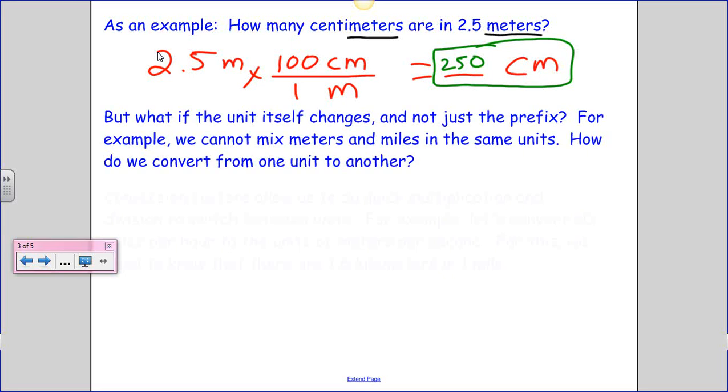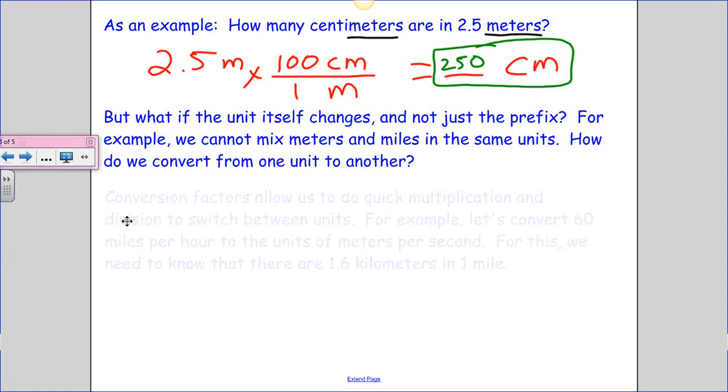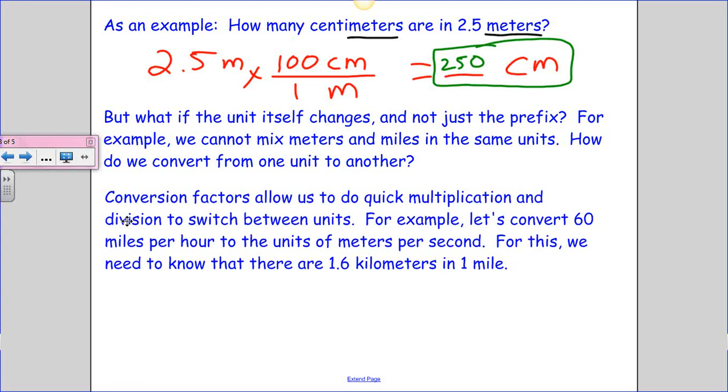But what if the unit itself is different? So what if we're not converting between meters and another kind of meters? What if we're converting between meters and miles, for example? We can still use conversion factors. So, when I say conversion factor, I mean this multiplier of one thing over another. So you're canceling the units of the thing on the bottom, and you're gaining the units of the thing on the top. And this ratio is equal to 1.